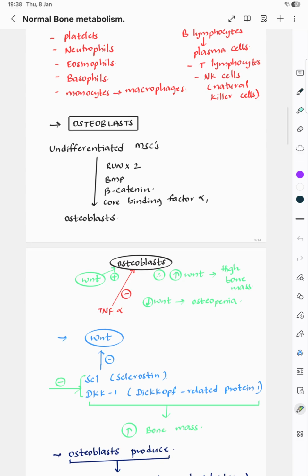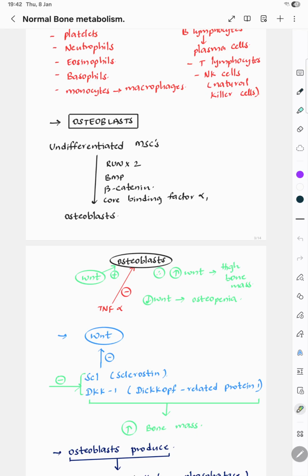These are the cells involved in the normal bone metabolism. The osteoblasts are derived from undifferentiated mesenchymal stem cells. The stimulating factors include RUNX2, BMP, beta-catenin, core binding factor alpha 1. The WNT stimulates osteoblasts. TNF alpha inhibits osteoblasts. Therefore, high WNT leads to high bone mass, whereas low WNT leads to osteopenia.